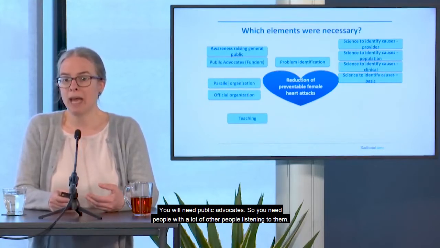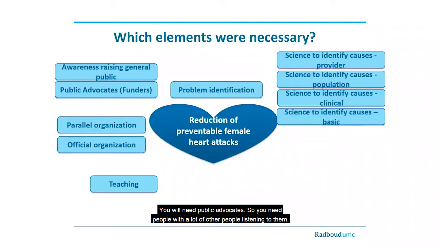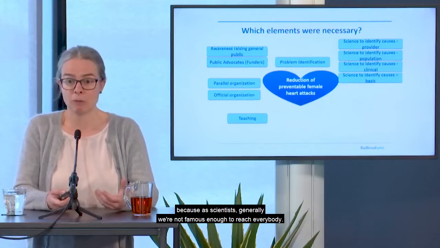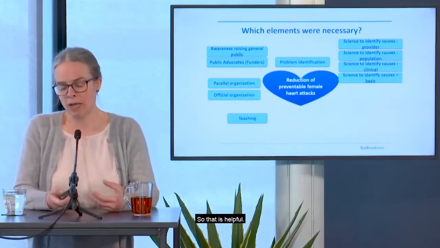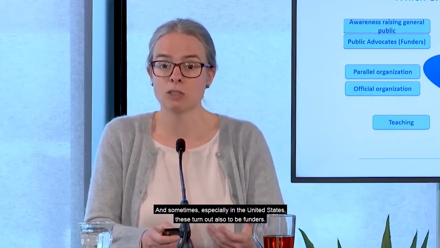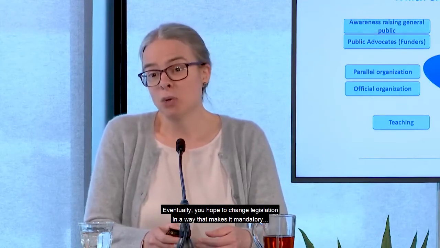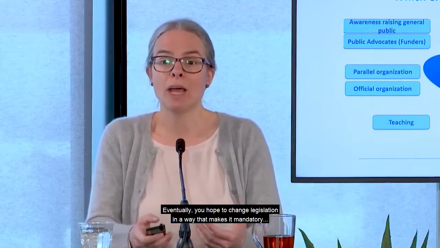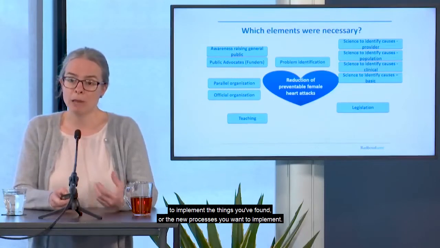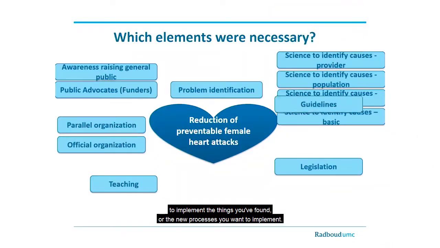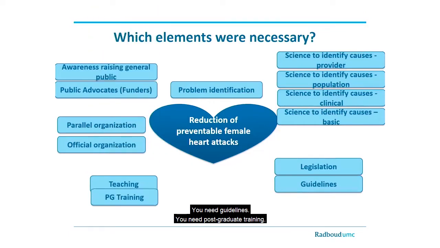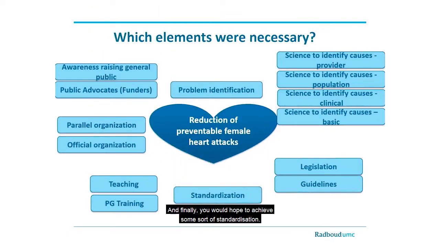You will need public advocates. So you need people with a lot of other people listening to them, ideally famous people who will support you in bringing out the message, because as scientists, generally, we're not famous enough to reach everybody. So that is, of course, helpful. And sometimes, especially in the United States, these turn out also to be funders. That happens much more rarely in Europe. Eventually, you hope to change legislation in a way that makes it mandatory to actually implement the things you have found or the new processes you want to implement. You need guidelines. You need postgraduate training. And finally, you would hope to achieve some sort of standardization.